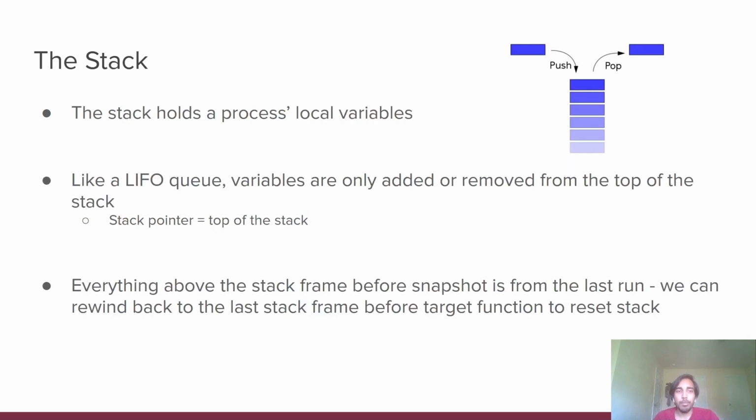What the stack holds is simply the process's local variables and the stack frame that each function call incurs on the target. The stack is a simple last in first out queue where variables are only added or removed from the top of the stack. The stack pointer points to the top of the stack. Everything above the stack frame before snapshotting is from the last run, and thus resetting a stack simply means moving the stack pointer back to this location that is just at the snapshot point.